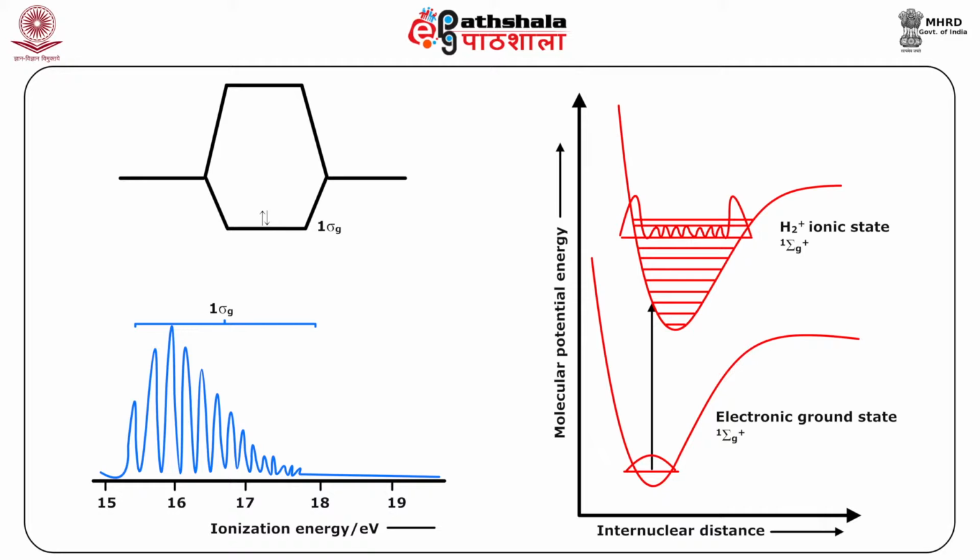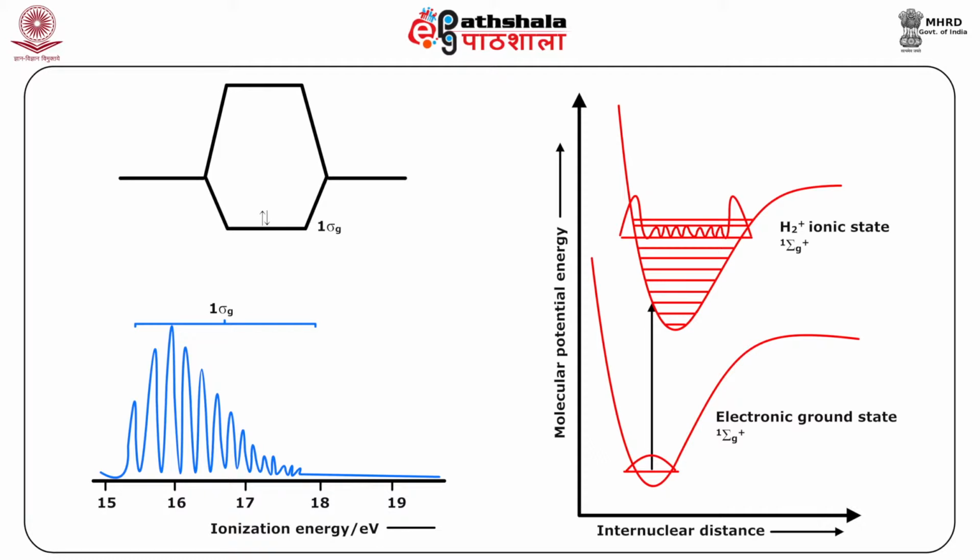You can see that in the molecular orbital, you have 2 electrons, both in 1 sigma G, and the state is 1 sigma G plus. When an electron is ionized from there, you get a molecular ion which has a state of 2 sigma G plus. The first transition is shown here from 0 to 2, which turns out to be the most intense line in the spectrum, shown on the left. Then you have other possible transitions, which give you the fine structure of the electronic spectrum of the hydrogen molecule.